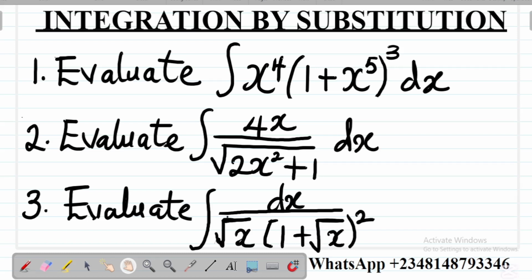The substitution rule allows us to take a complicated integrand and simplify it by representing some portion of it with the letter u. These are the questions we are going to solve in order to understand the concept of integration by substitution. Follow me.